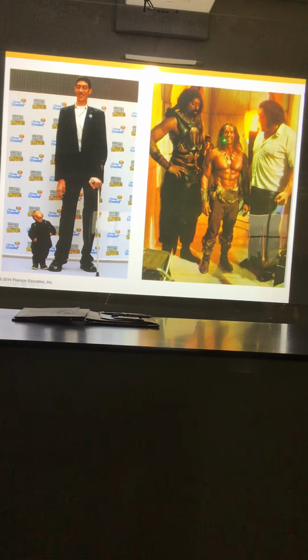Who's in the middle? Who's this little bitty fellow? Arnold Schwarzenegger. Governor of California. He's like 6 foot tall. This is not a small fella. But look at him between these two guys.